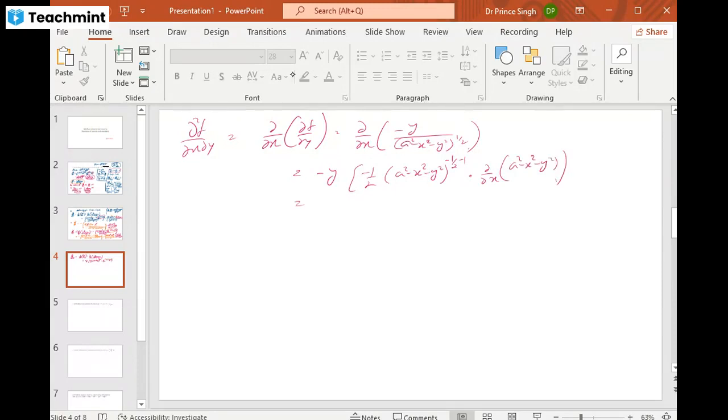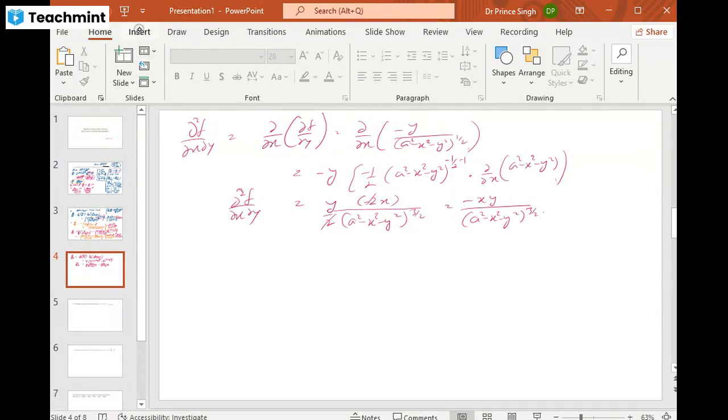So this is equal to y by 2 (a² − x² − y²) raised to the power 3 by 2 in the denominator, and its derivative is minus 2x. So 2 and 2 get cancelled out, so its value is minus xy upon (a² − x² − y²) raised to the power 3 by 2. So this is the value of ∂²f/∂x∂y.